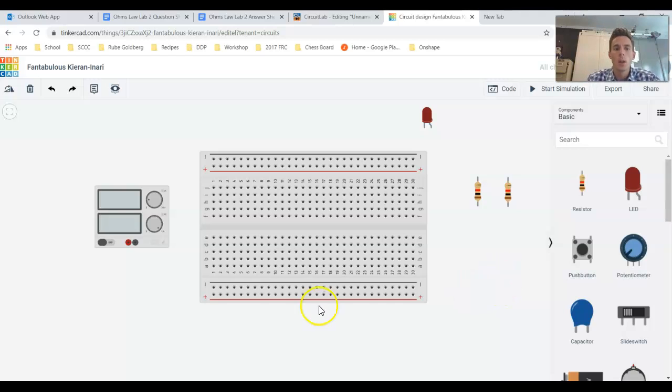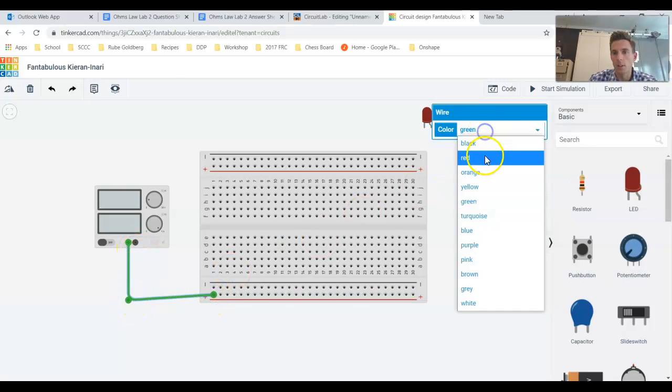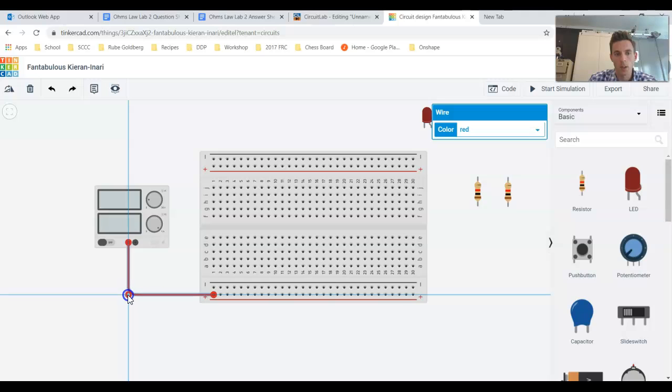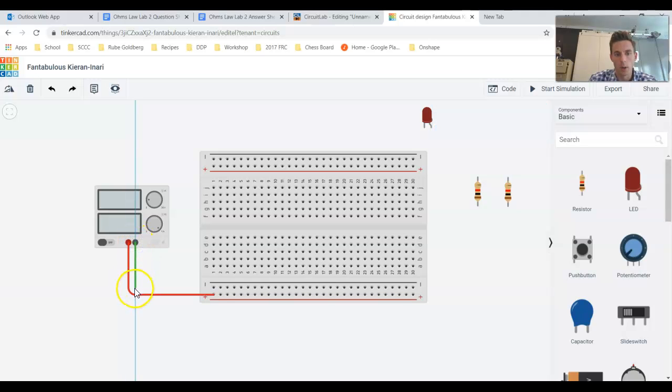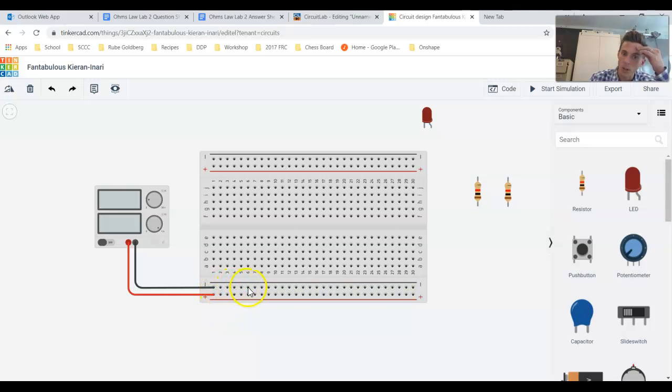All right. So first of all, we need to connect our power supply up to our breadboard. So we're going to use our buses today for that. I'm going to connect a red wire from positive to positive, a black wire from negative to negative. And again, now the negative string goes all the way down here, the positive string goes all the way down here.